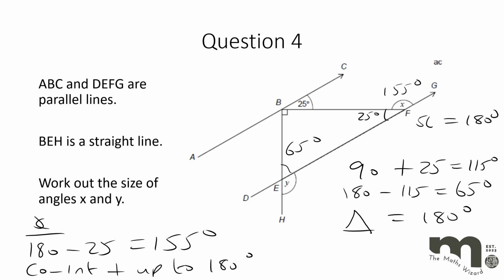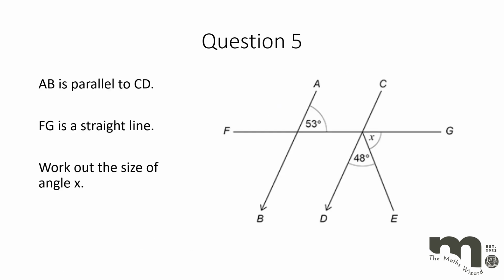And then once again, we can use our straight line rule now. So we can do 180 minus 65, and that will give us 115 degrees for this one just here, for angle Y. Okay, so that's angle Y down there. Okay, let's do one more then. So again, we've got another AQA question, so pause your video and have a go.